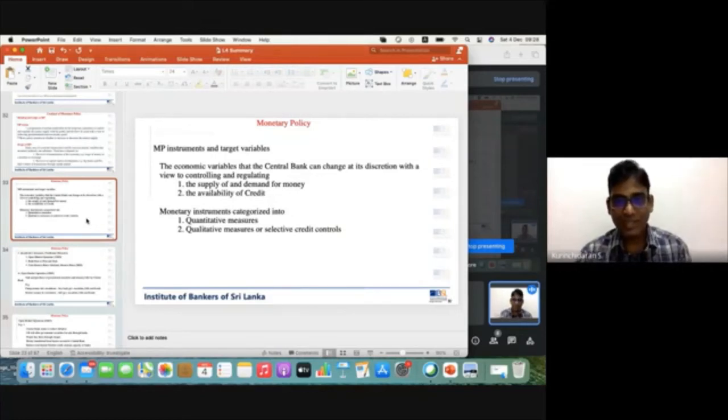Okay, so next, we are going to see monetary policy instruments and target variables. Now let's assume the Central Bank of Sri Lanka is going to conduct monetary policy. They need some instrument for that, and they should have some target variable to achieve as well. Two things: you should have instruments and you should have target variables.